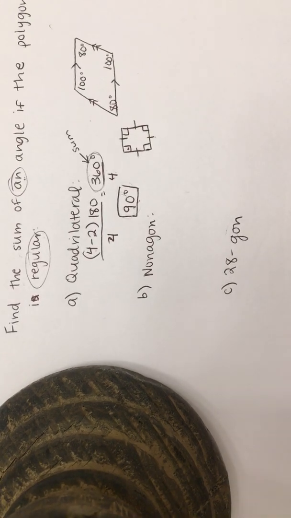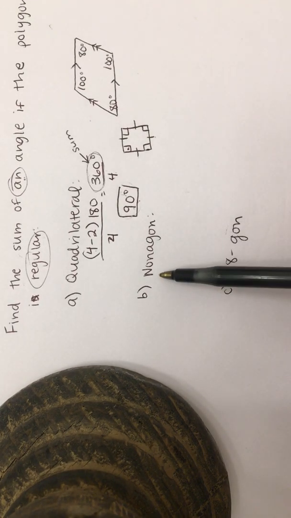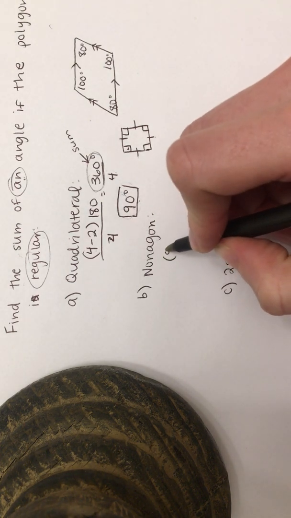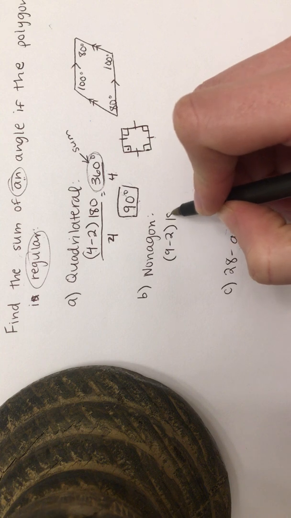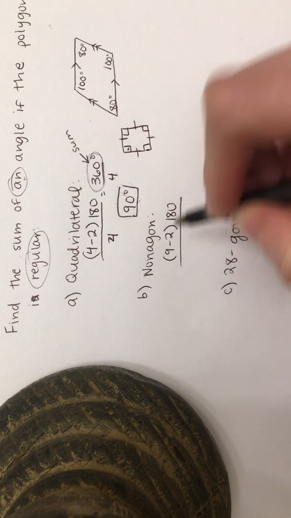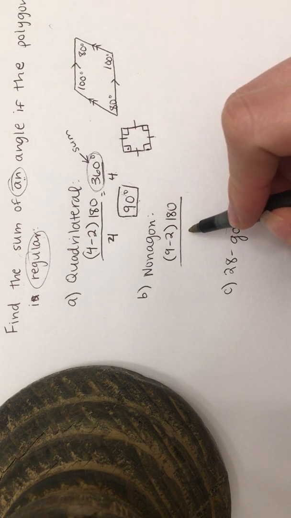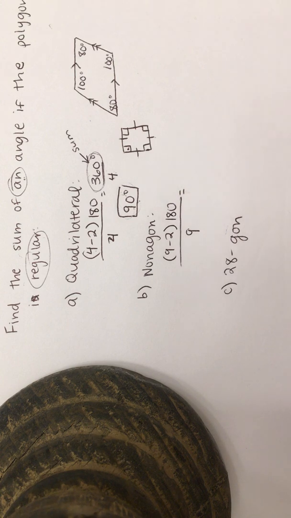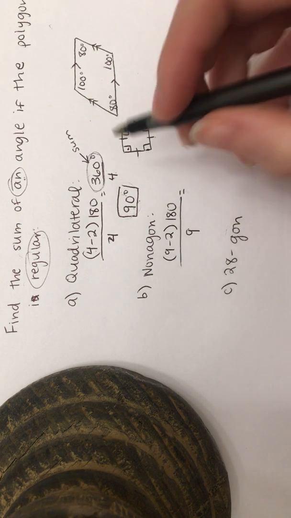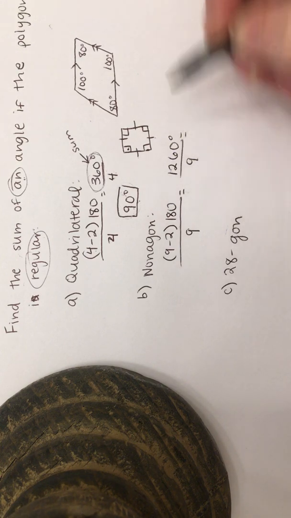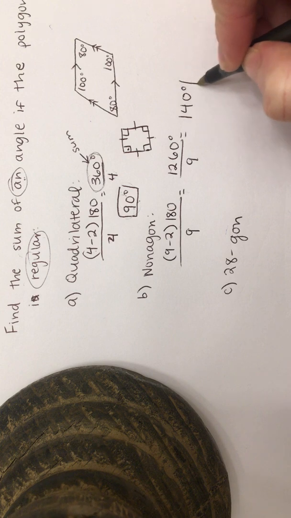We're going to look at a nonagon and a 28-gon. Again, you've got to know how many sides a nonagon has, and that would be 9. So we're going to do 9 minus 2, and multiply that by 180. That's going to give us the sum for any nonagon, no matter what the shape looks like. But once we take that and divide it by 9, it's going to give us each angle if that polygon is regular. So the total here is going to be 1,260 degrees.